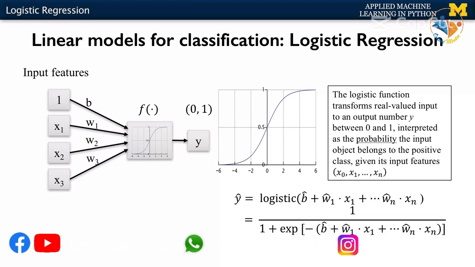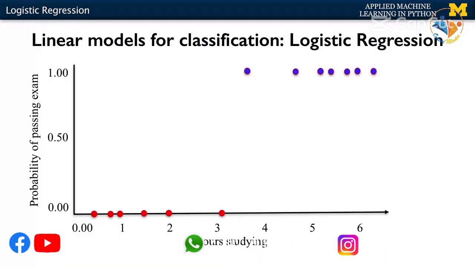Let's look at a specific example of logistic regression with one input variable. Suppose we want to predict whether or not a student will pass a final exam based on a single input variable, the number of hours they spend studying for the exam. Students who end up failing the exam are assigned to the negative class, which corresponds to a target value of 0, and students who pass the exam are assigned to the positive class and associated with a target value of 1.